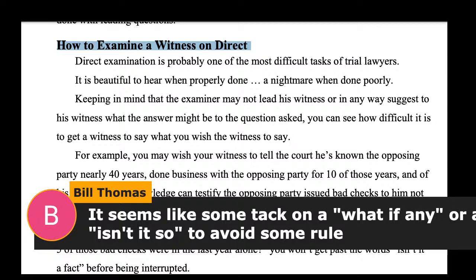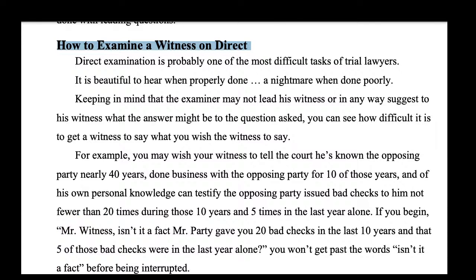Yeah, so we're going to get into some of the details here, and the best we can with this. This is just a primer here on evidence, but how to examine a witness on direct. Direct examination is probably one of the most difficult tasks of trial lawyers. I figured as much. It is beautiful to hear when properly done, a nightmare when done poorly.